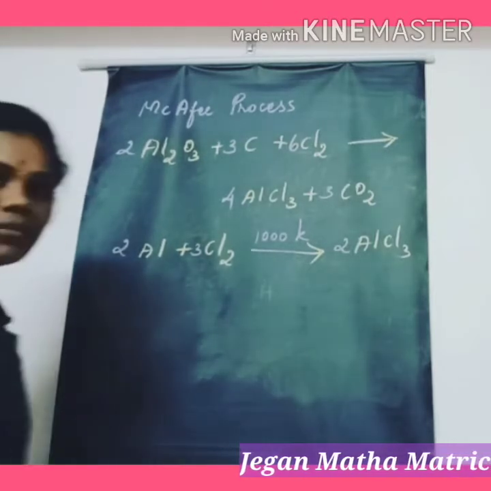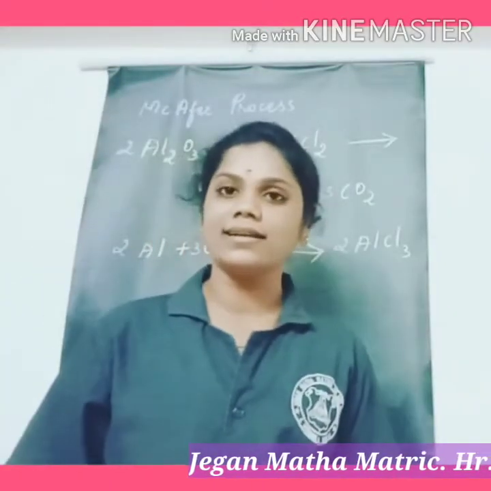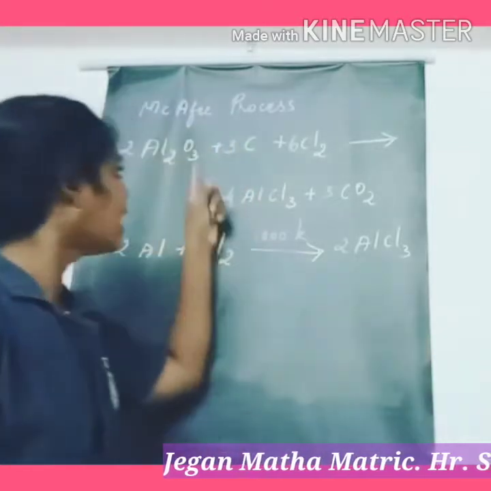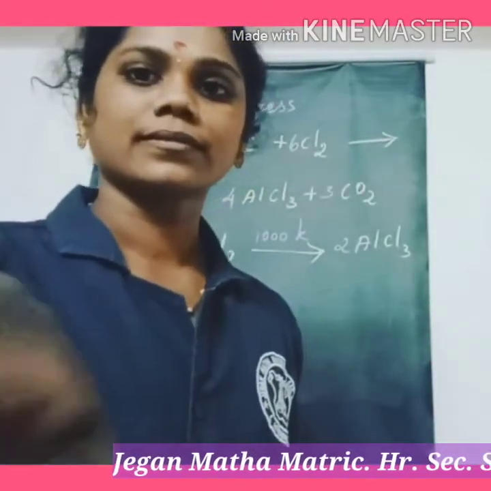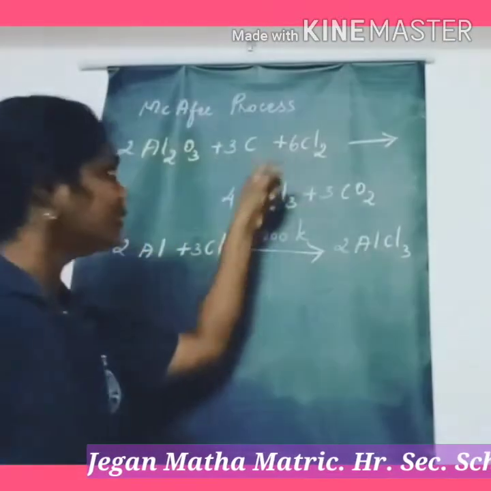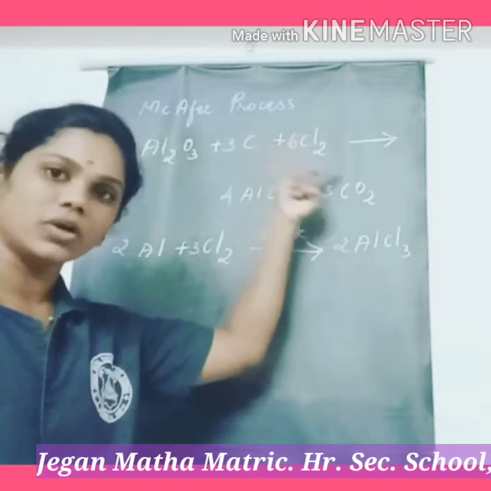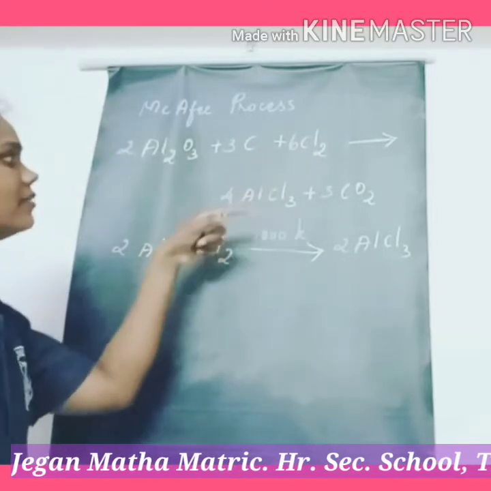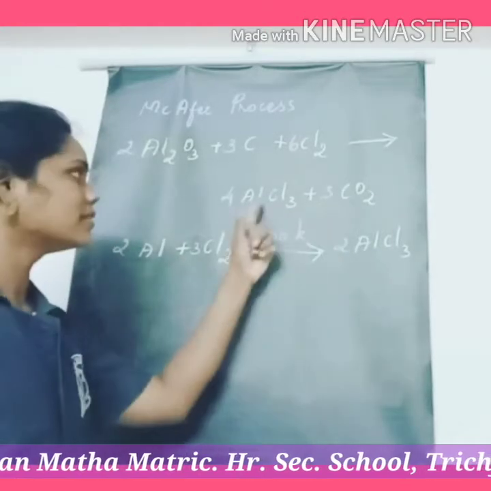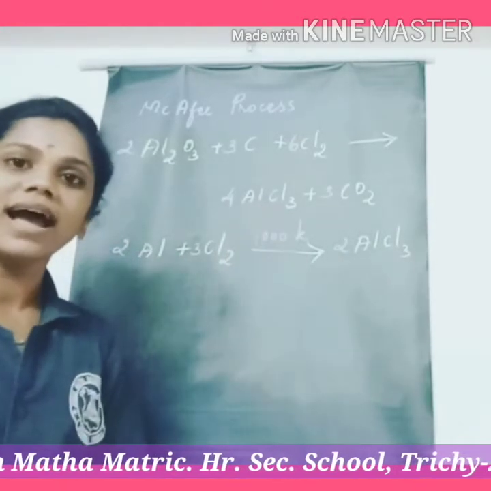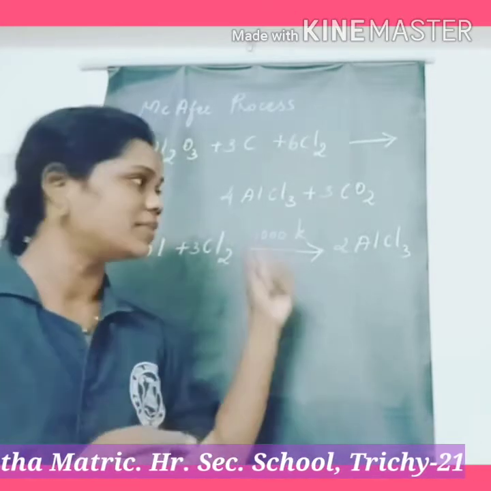Okay. Alumina formula is Al2O3. Already you have studied this in lesson 1, metallurgy. It is reacted with coke. Coke means carbon, plus chlorine gas is passed here. So current means chlorine gas is passed. So it is converted into aluminium trichloride and carbon dioxide. So this is the anhydrous form, forming without water molecules. So water molecules are not present here.